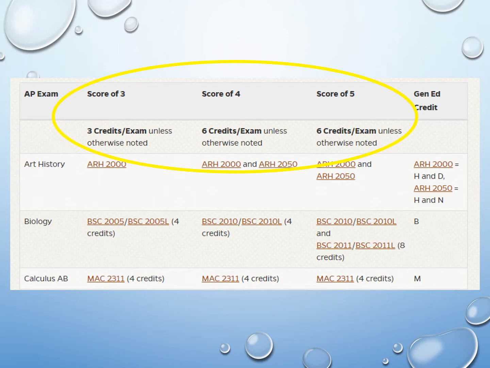So I actually try to stay away from that concept because it can be a little confusing and also can be frustrating to students when they find out that they didn't actually earn more if they got a 5 versus a 3, as in the case of calculus AB right here that you can see, didn't earn more credits. So just be very careful with the language that you use in regards to this.